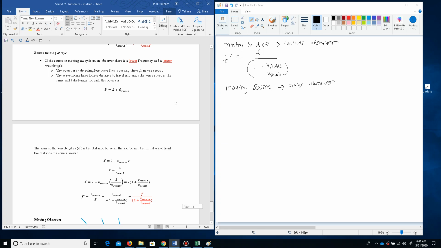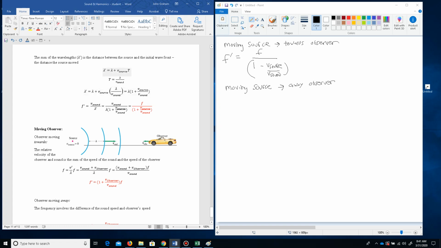And so we can look at that very similar algebra. The new wavelength is the original wavelength plus v source times time. That time is still the wavelength over v sound, the velocity of the sound. And so we substitute that into that first equation. We have the new wavelength is the original plus v source over v sound times the original wavelength. Again, we factor out the original wavelength, and we get 1 plus v source over v sound times the original wavelength is our new wavelength.